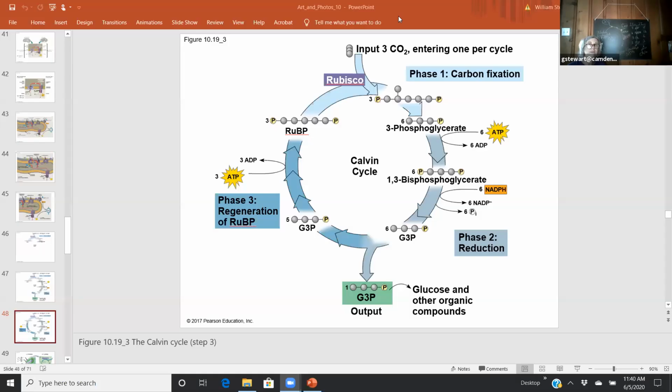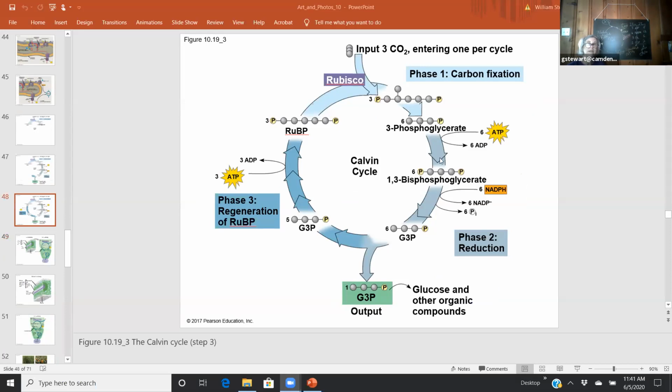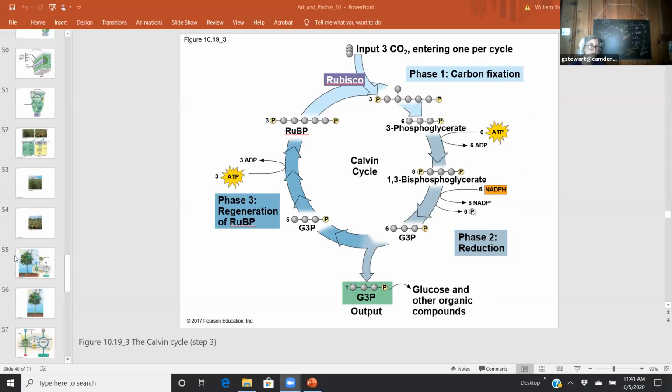Just look at this picture, which is a little neater than the one that I had drawn, right? One turn of the Calvin cycle. We need 3 carbon dioxides, 9 ATP, 6 NADPH, and we're going to produce half of the glucose, which is 1 glyceraldehyde 3-phosphate. If I turn the Calvin cycle twice, I'm going to need double of all those things, and that is what is going to allow me to actually produce glucose.